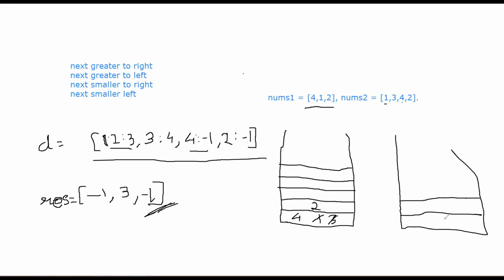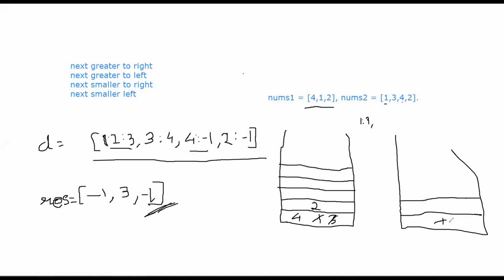So I pushed in 1. Then I got 3. I'll compare that 3 with the top of the stack. The top of the stack is lesser than 3, so that means I've got the greater value here, which is 3. 3 is greater than 1, and 1 was previous to 3. So I've got the just next greater element. I'll simply pop this out, and for 1 I have the answer 3.